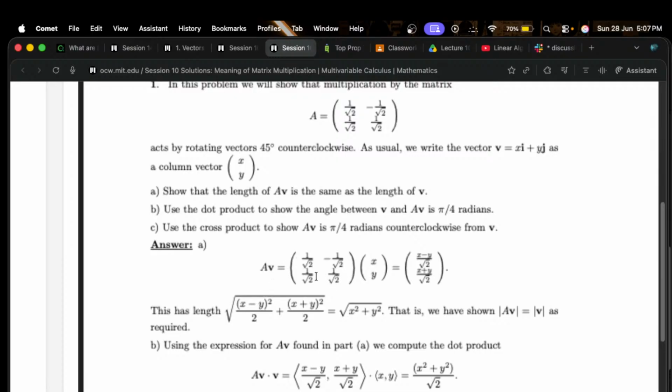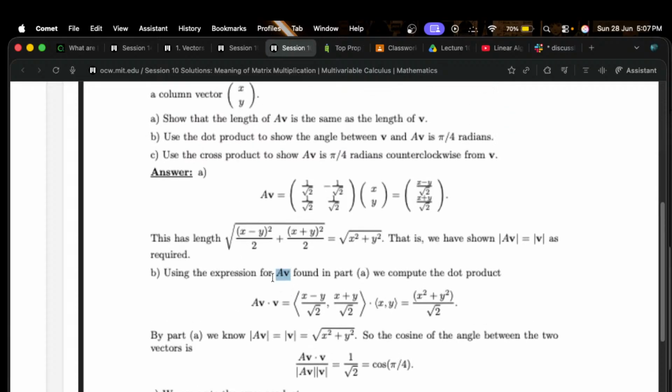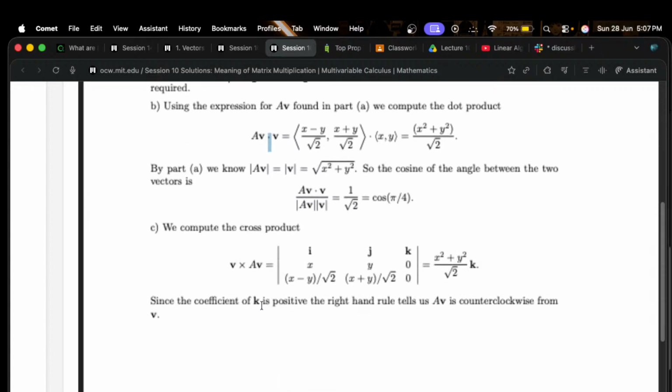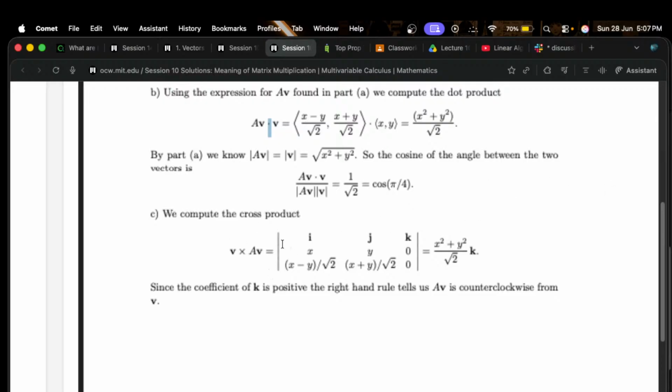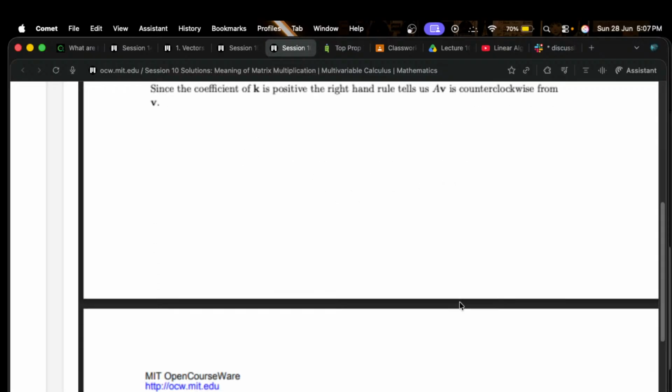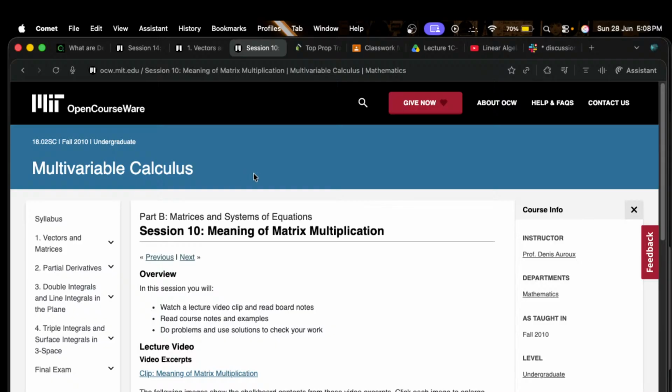So if we have to figure out the length, what can we do? Okay, AV equals A times V, makes sense. Using the expression for AV we found in part A, we compute the dot product AV dot V. Okay, yeah, it makes sense, I guess. So lastly we have to compute the cross product. Since the coefficient of k is positive, the right hand rule tells us AV is counterclockwise from V, and this is really interesting. Okay, I think I can do the, I mean, yeah.